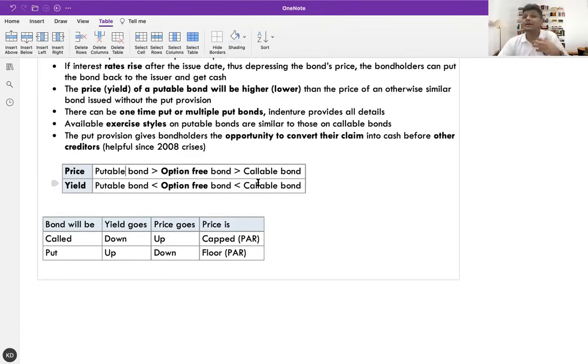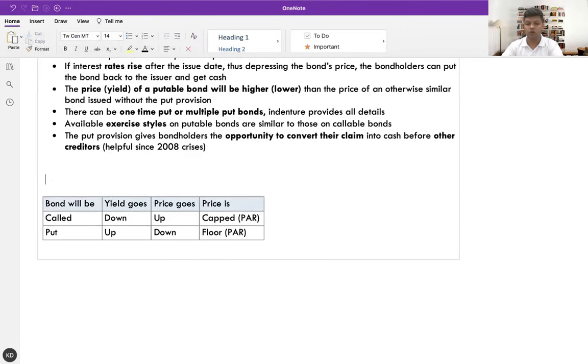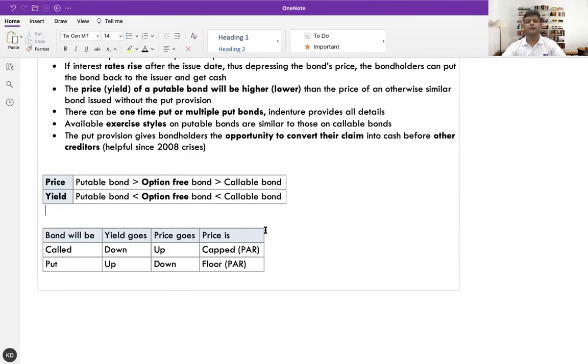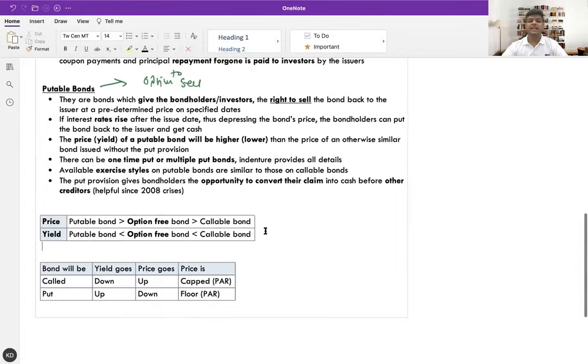But in terms of yield, you would want the maximum yield in the riskiest bond, that is the callable bond. So the callable bond's risk and yield will be higher compared to an option-free bond, which is higher compared to a puttable bond. Is that clear, everyone? Yes or no? Yes. Anyone, any doubts with callable and puttable bonds?